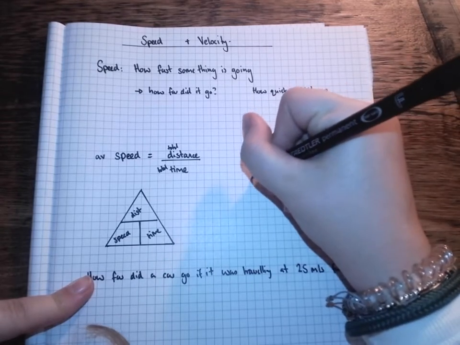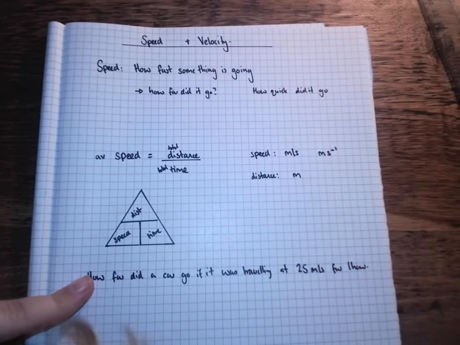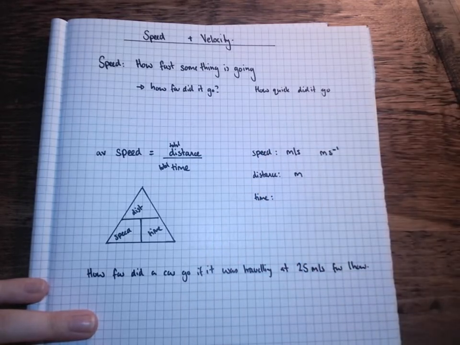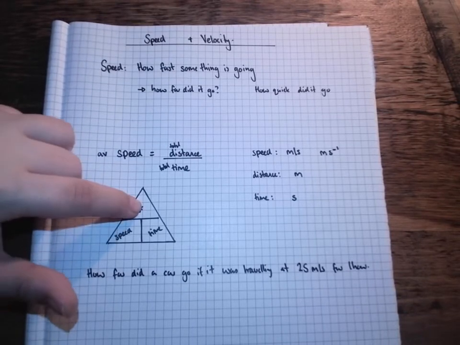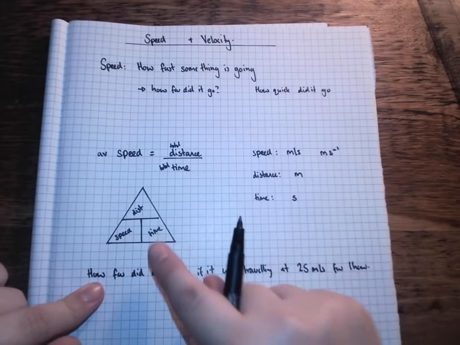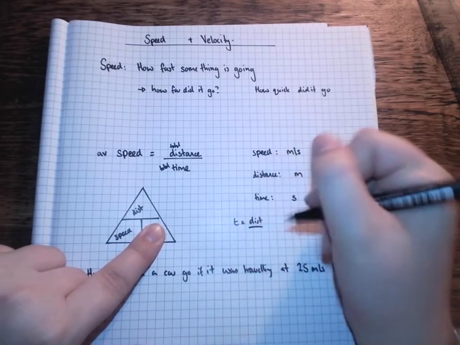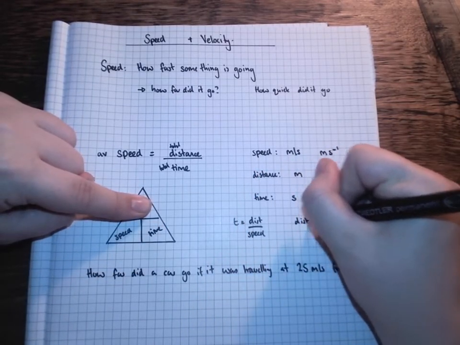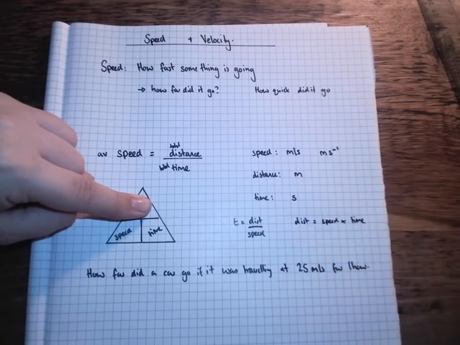The other one is distance. So my distances in this equation, I should always make sure that my distances are in meters. And then my time, and this one you have to really watch out for, your time should be in seconds. So I don't really like the triangle, but I have drawn it down. So speed is distance divided by time. If I wanted to work out time, time would be equal to the distance divided by the speed. And if I wanted to work out the distance, that's going to be my speed multiplied by my time.